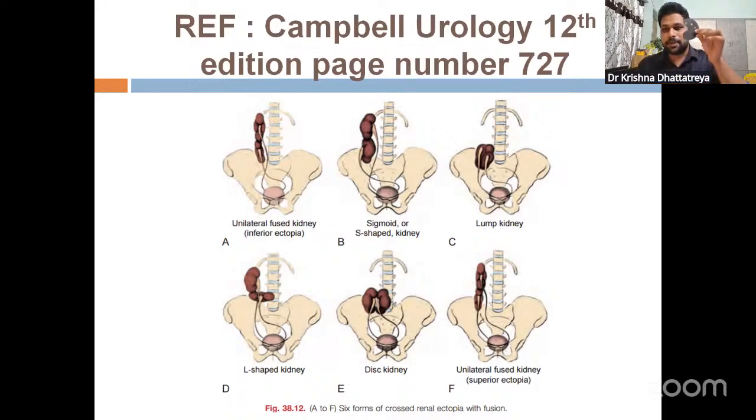Suppose the kidney is present like this on one side, and the opposite, ectopic kidney is fused to the lower pole in this manner, then it is called sigmoid kidney or S-shaped kidney. You can see the S shape. If the kidney is lying horizontally like this, fused to the lower pole, then it is called an L-shaped kidney. If both kidneys are fused like this, then it is called a disc kidney. And lastly, if the kidneys are fused in an irregular fashion, then it is called a lump kidney. So these are different types of crossed ectopia with fusion.